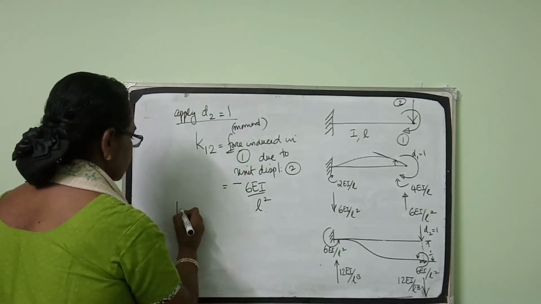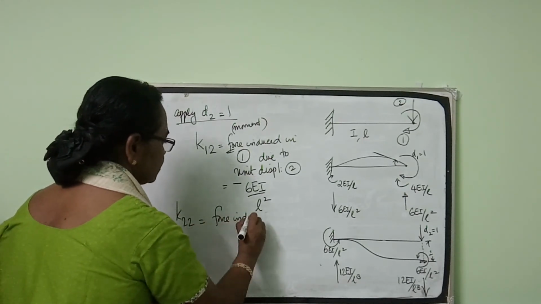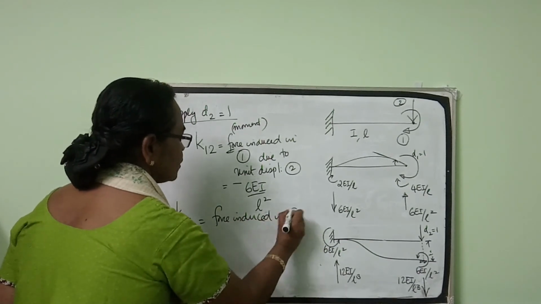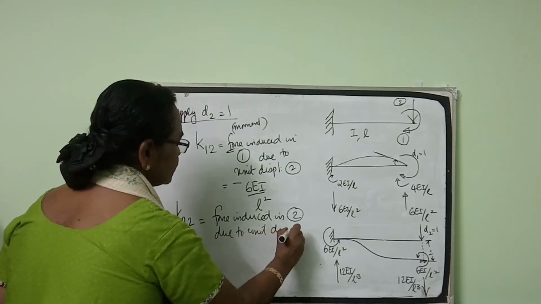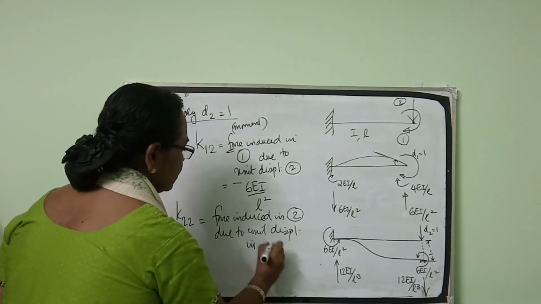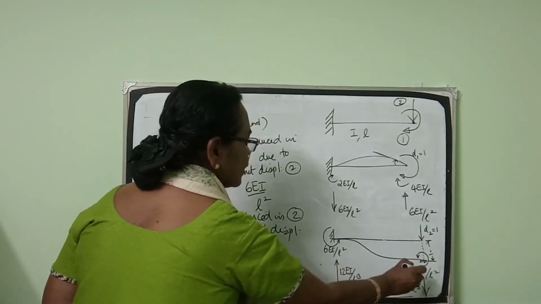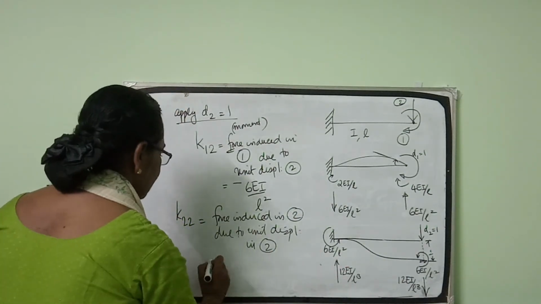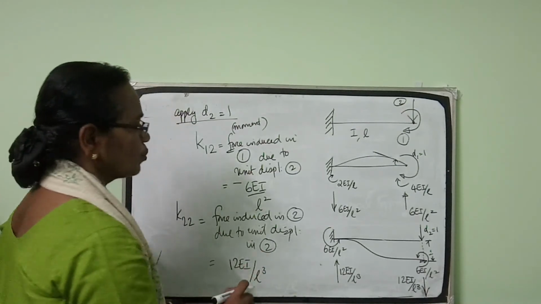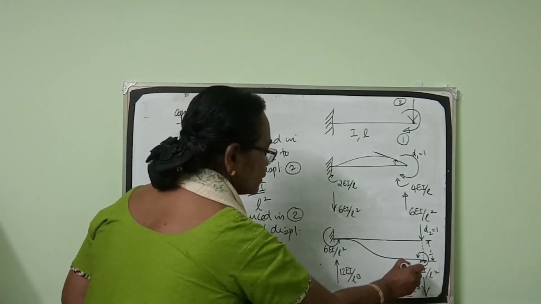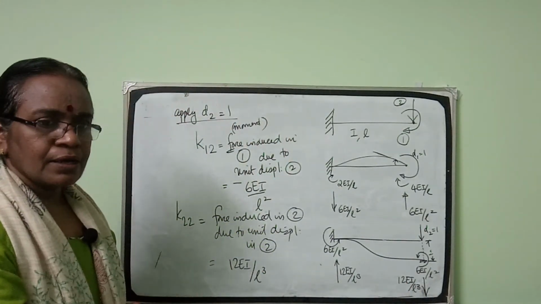Now coming to the second term, K22 is force induced in direction 2 due to unit displacement in direction 2. What is the force induced in the direction of 2? The force induced numerically is 12EI by L cube. The direction of 2 is downward. The force is also produced downward. So it is plus 12EI by L cube.